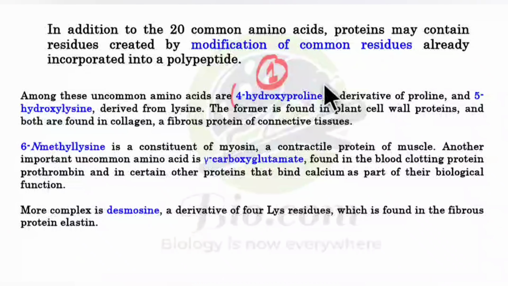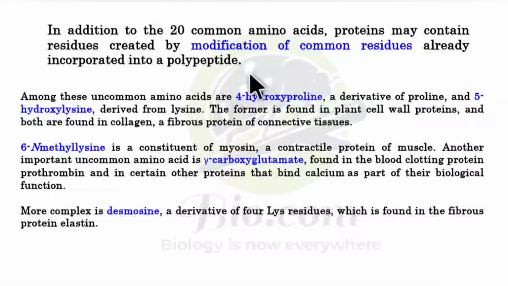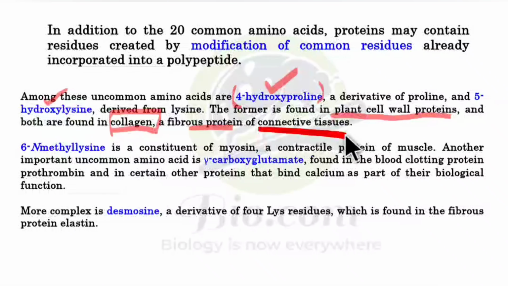Now you have to remember 4-hydroxyproline, which is a derivative of proline, the standard amino acid, and apart from that 5-hydroxylysine, which is derived from lysine, as the name suggests. This 4-hydroxyproline is found in the plant cell wall protein, and both 4-hydroxyproline and 5-hydroxylysine are components of collagen, which is a fibrous protein found in our connective tissues. So you should remember 4-hydroxyproline and 5-hydroxylysine, their function and also their parent amino acid.